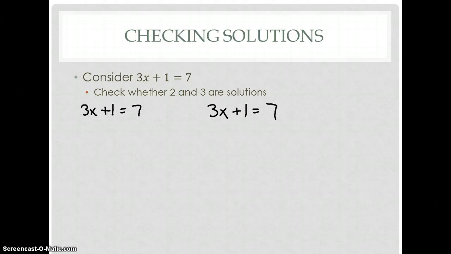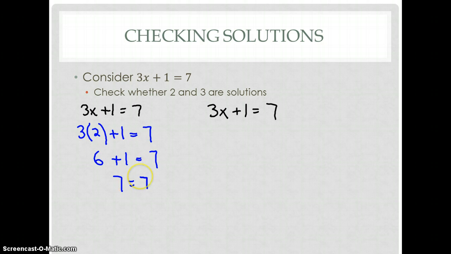Let's start with 2. So we come and we do 3 times 2. We substitute the 2 in for our variable x, add 1, and that equals 7. Well, maybe. We all know, hopefully, that 3 times 2 is 6, plus 1 equals 7. Well, what is 6 plus 1? That is 7. So we get 7 equals 7. That is true. Okay.